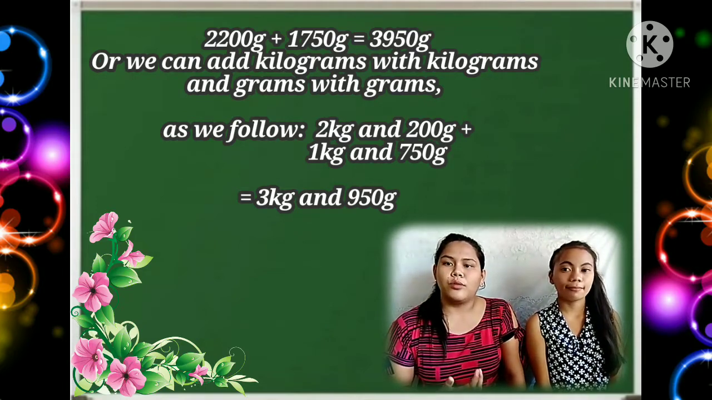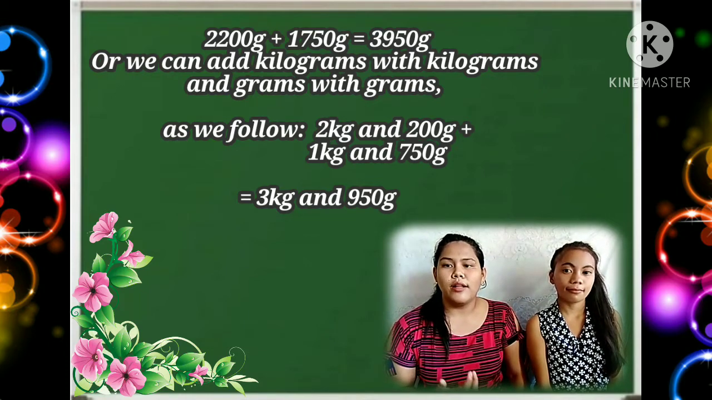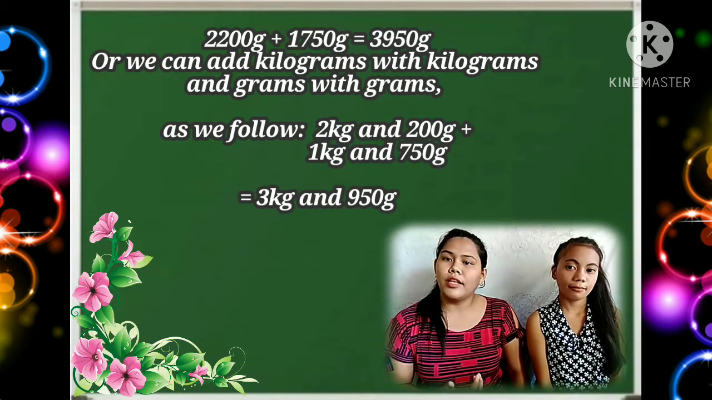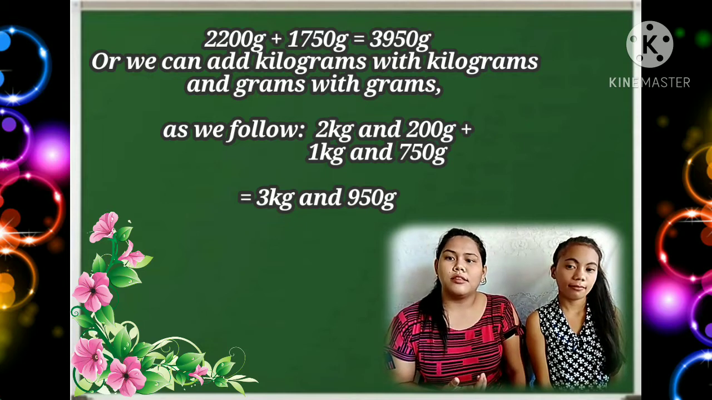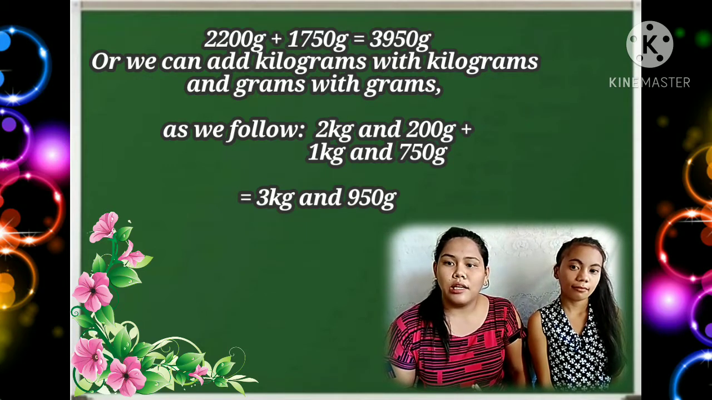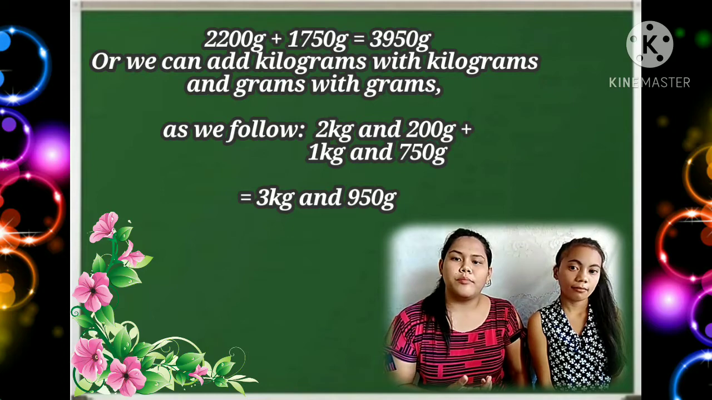Or we can add kilograms with kilograms and grams with grams as follows. 2 kilograms and 200 grams plus 1 kilogram and 750 grams equals 3 kilograms and 950 grams.